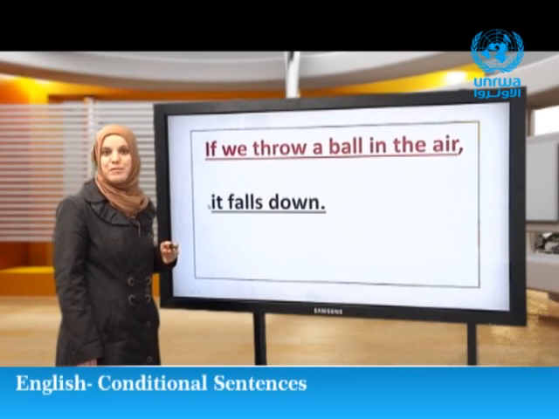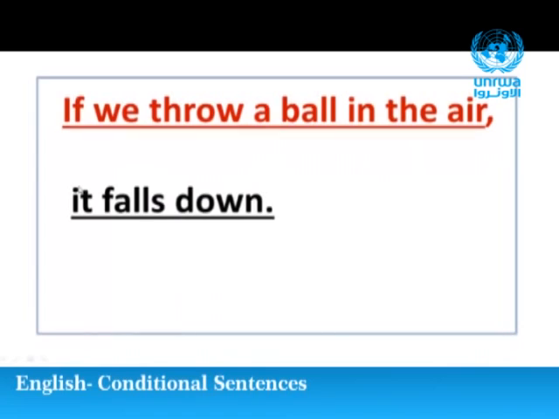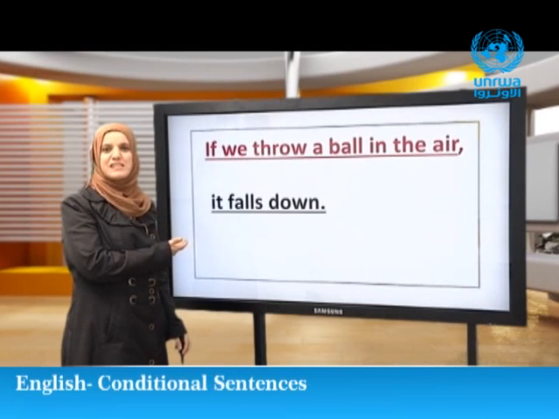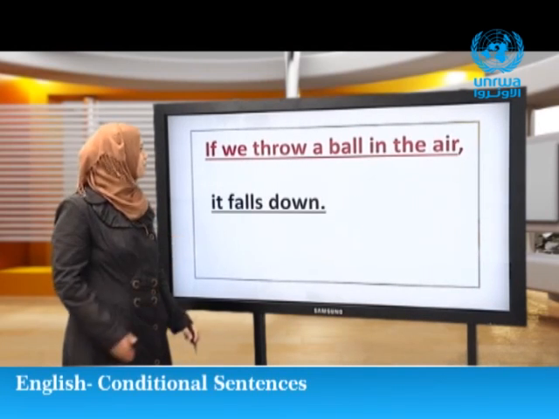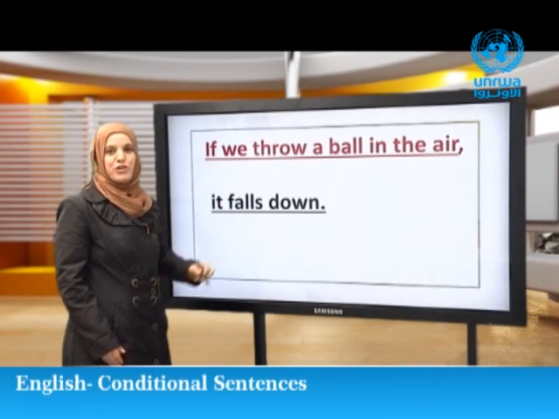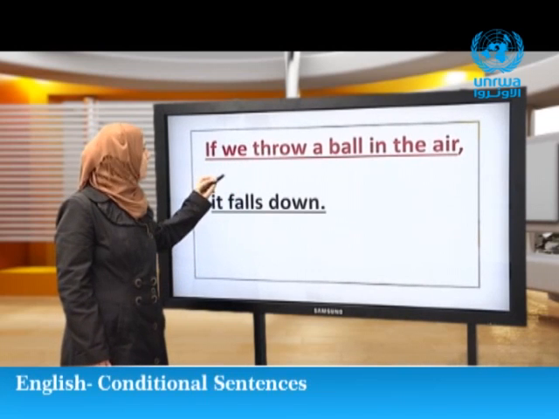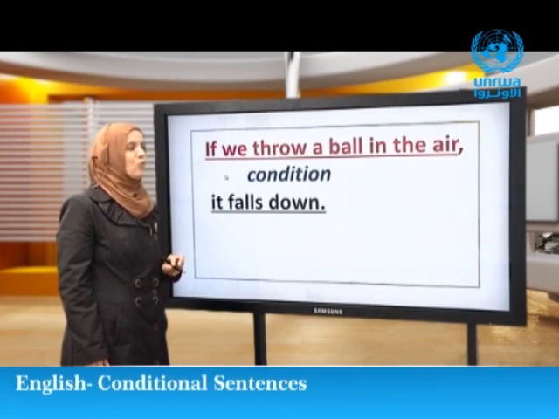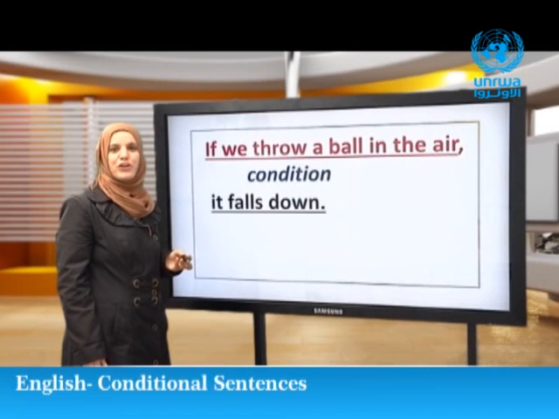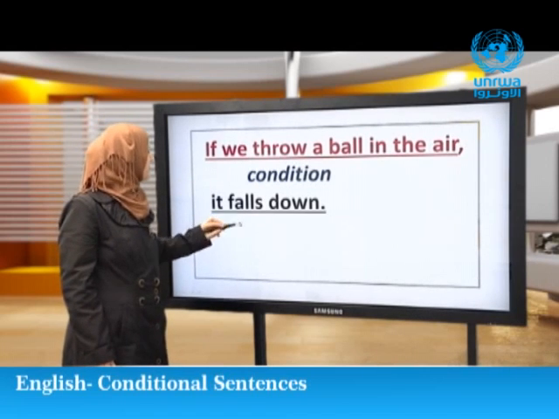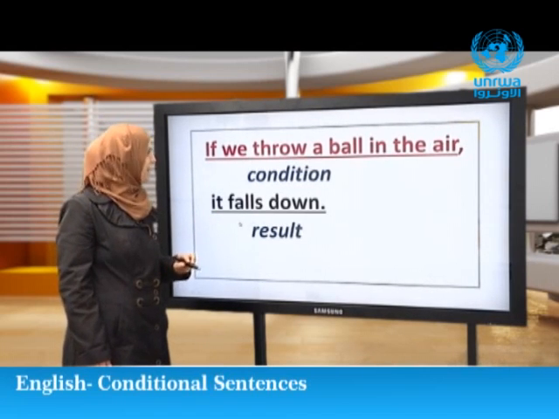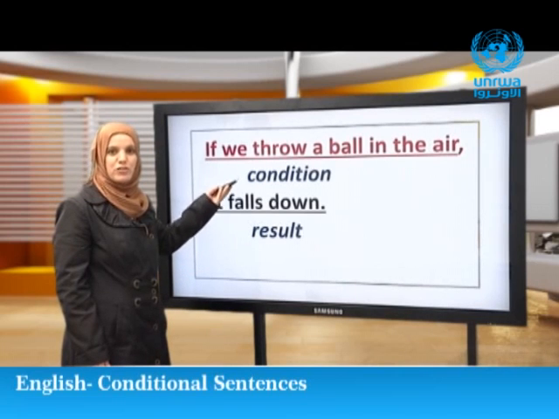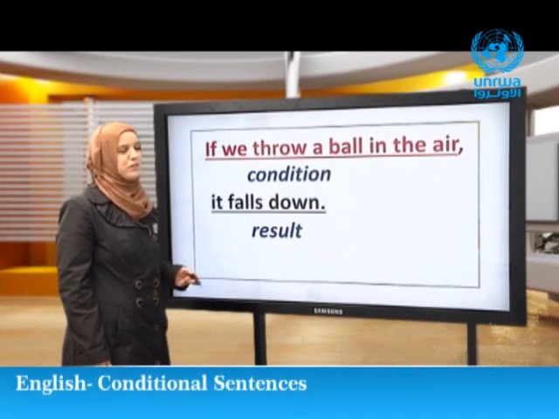Let's have another example. If we throw a ball in the air, it falls down. This is another conditional sentence type 0. If we throw a ball in the air, this is the first part, we call it the condition. What happens if we throw a ball in the air? It falls down. This is the result. إذن لدينا جملة الشرط ولدينا أيضا جواب الشرط.